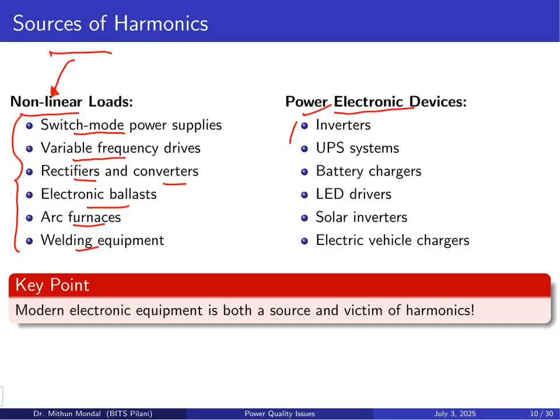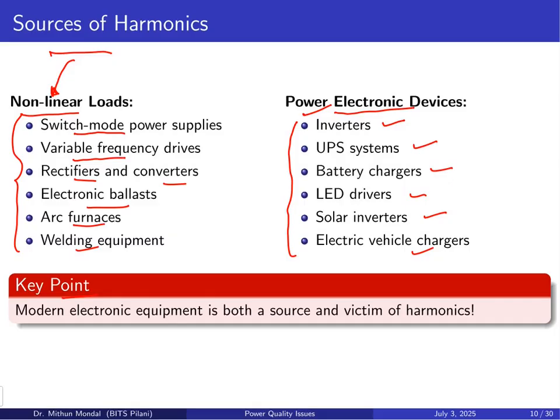Power electronic devices, all of these we will discuss in detail in the advanced lecture on power electronics. These include inverters, UPS systems, battery chargers, LED drivers, solar inverters and electric vehicle chargers. These equipments generally have inductors and capacitors as part of the device, which result in harmonics, that is, the nth order of the fundamental frequency.